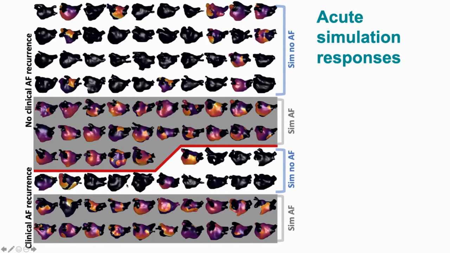And what we'd like to have is that all the ones above the red line have a white background, so no atrial fibrillation in the simulations, and the ones below would have the grey background. But this isn't the case, so the acute simulation responses are not exactly matching the long-term response. So we need a new approach.